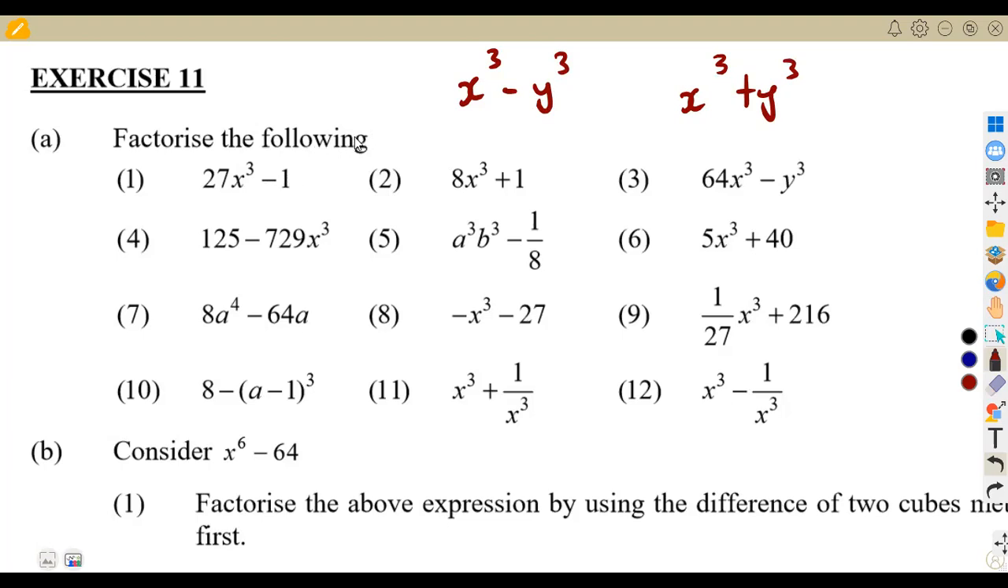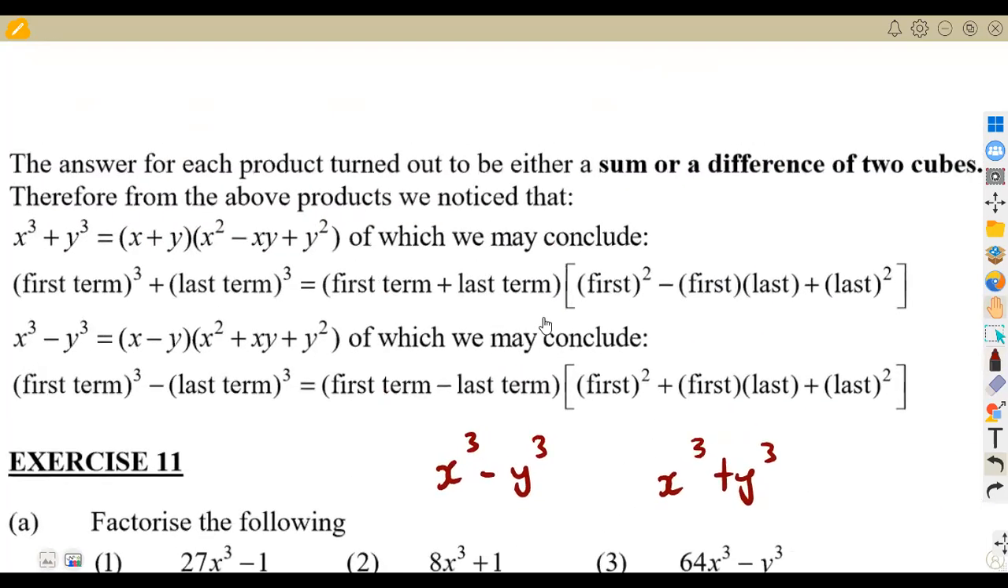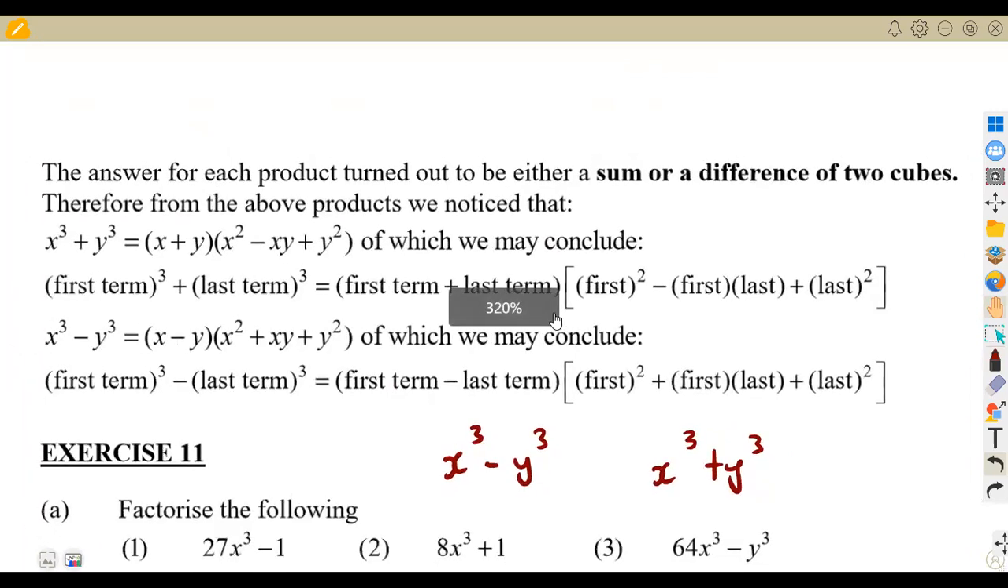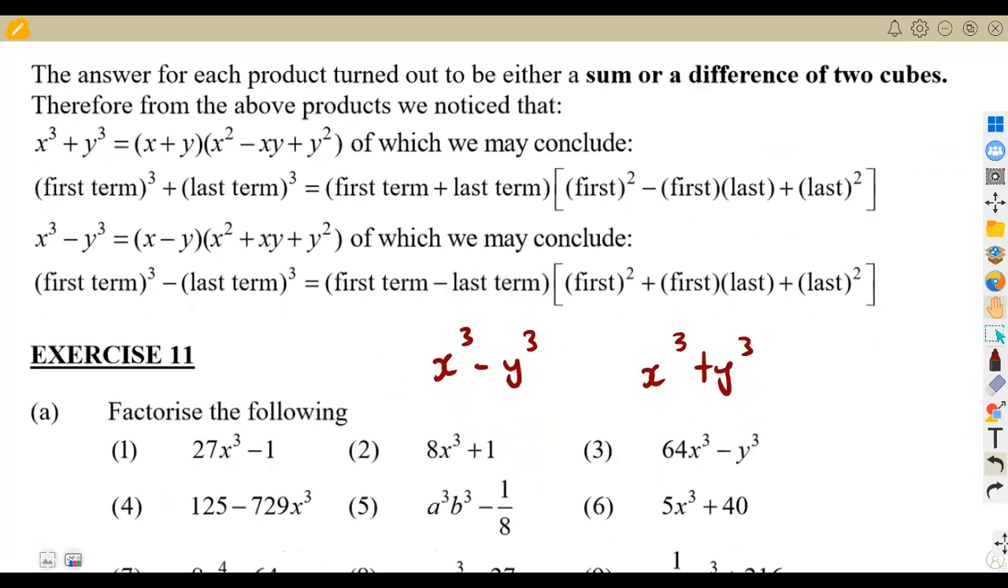If you are given two cubes, we have a difference of two cubes and a sum of two cubes that we need to understand in our syllabus for factorization. So in short, whether it's a sum or a difference of two cubes, this is what is going to happen. Given x cubed plus y cubed, we are going to factorize this in the form of x plus y into x squared minus xy plus y squared, which is like an identity.